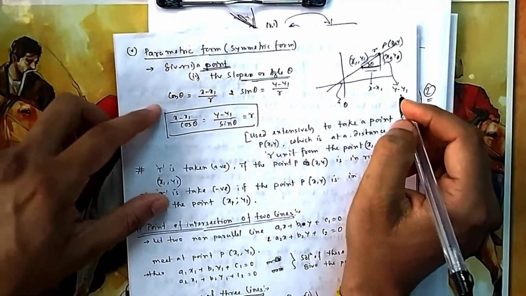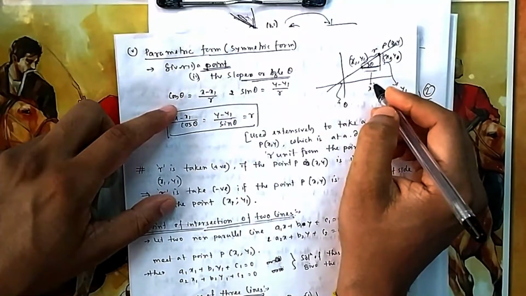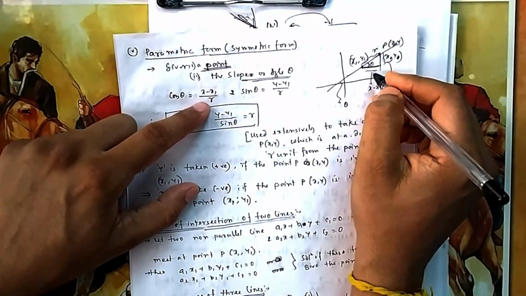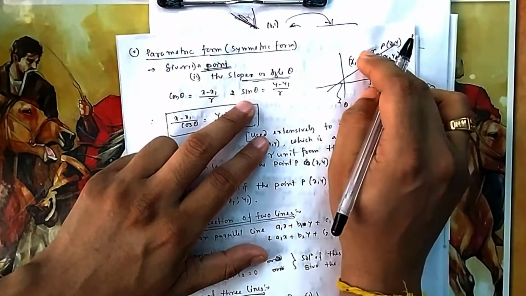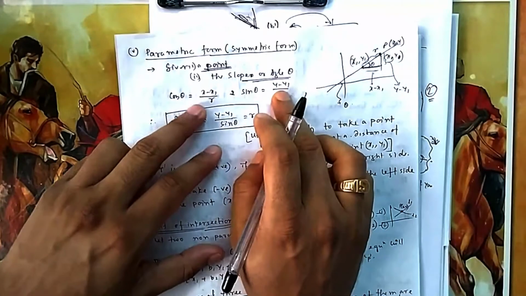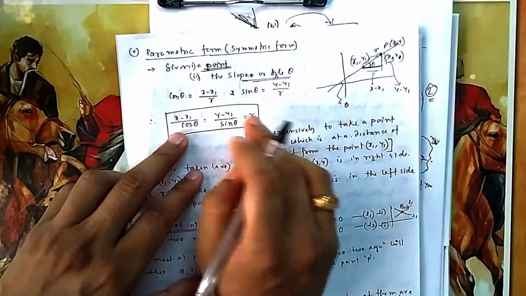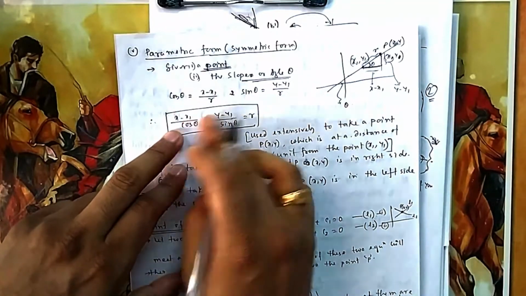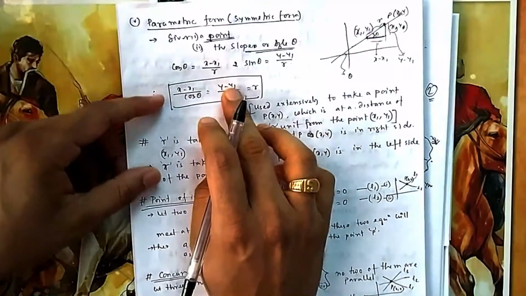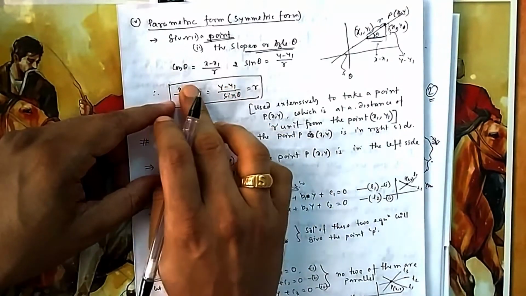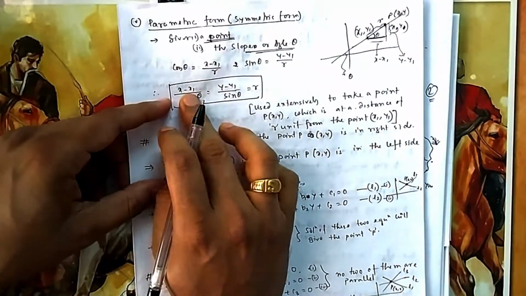Okay, so now if you see what is cos theta here, it is x minus x1 divided by r. What is sin theta? y minus y1 divided by r. So if you calculate r here, r is equal to x minus x1 by cos theta or y minus y1 by sin theta. So this beautiful thing, you can write it as y minus y1 equal to tan theta into x minus x1. Tan theta is nothing but slope.